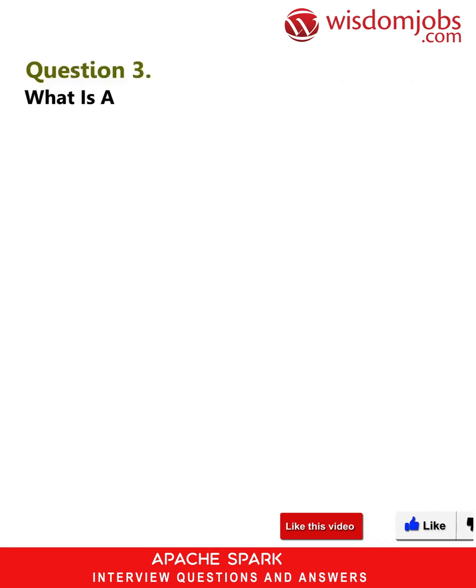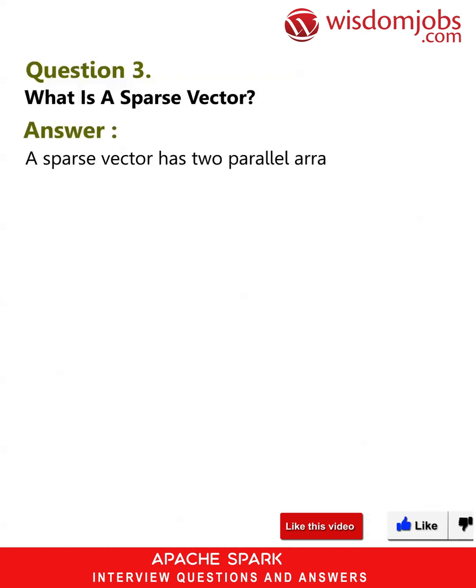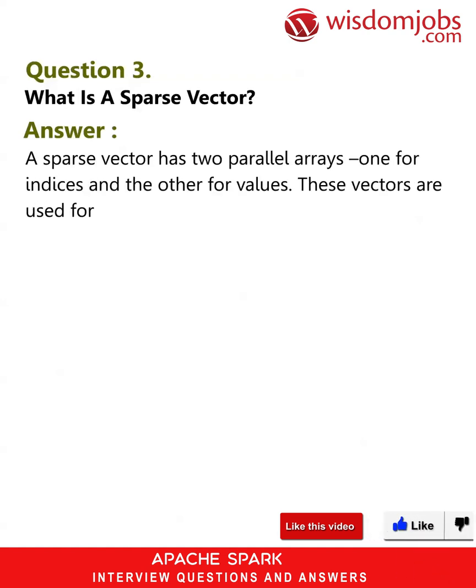Question 3. What is a sparse vector? Answer. A sparse vector has two parallel arrays, one for indices and the other for values. These vectors are used for storing non-zero entries to save space.